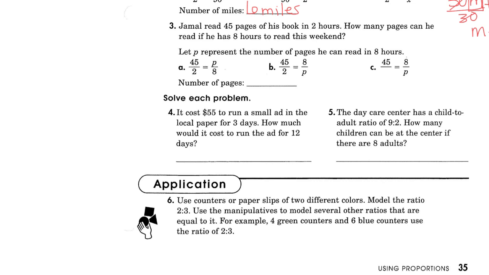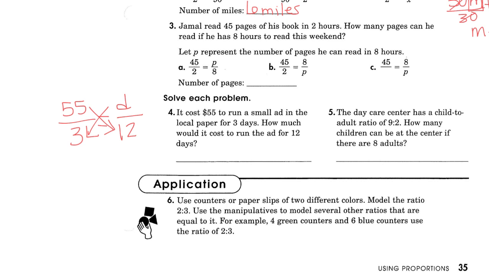So it costs $55 to run an ad for 3 days. So it's dollars over days. So we want to know how much would it cost, so we don't know the dollars, to run the ad. Let me put this another way. We want to know the dollars for 12 days. And that is supposed to be an equals sign. All right, so then if you cross multiply and set up your equation and then solve it, you'll get your answer in dollars. And don't forget to label it with a dollar sign.